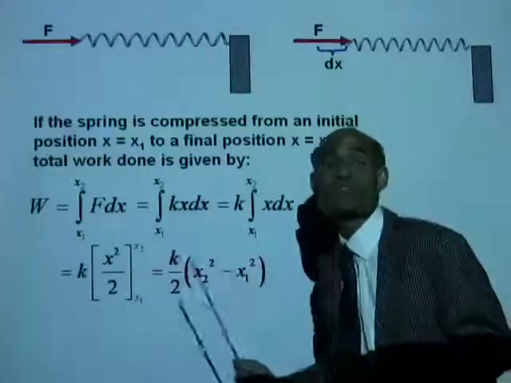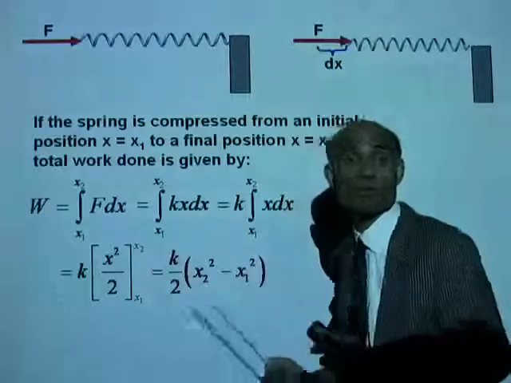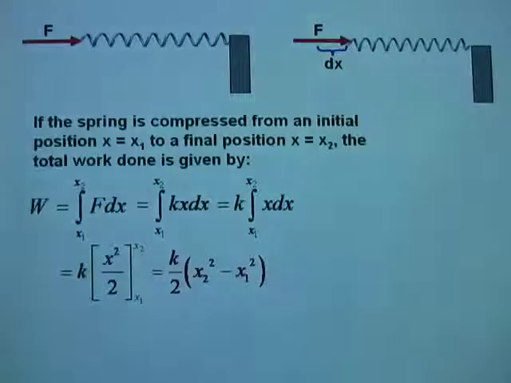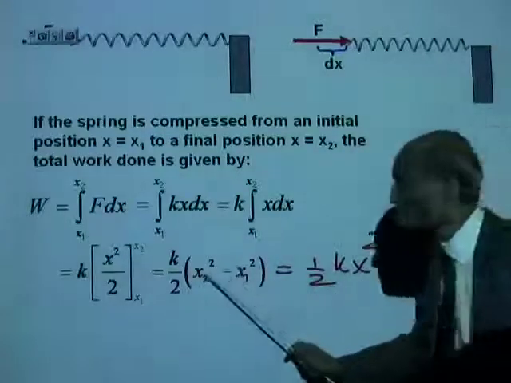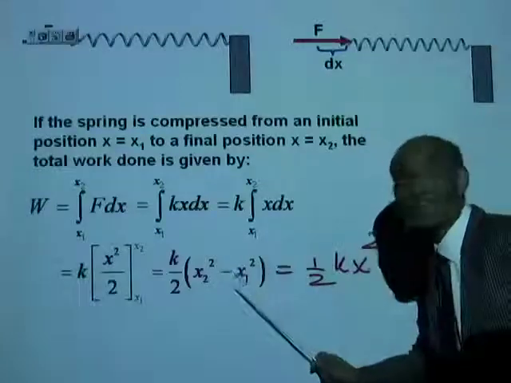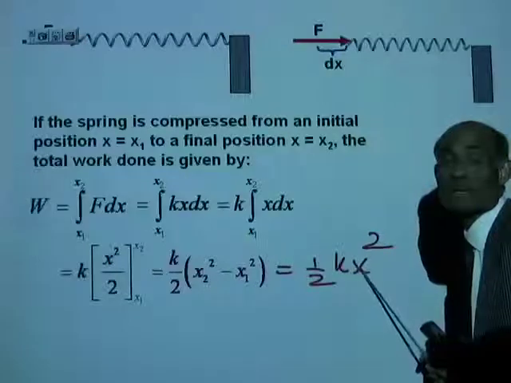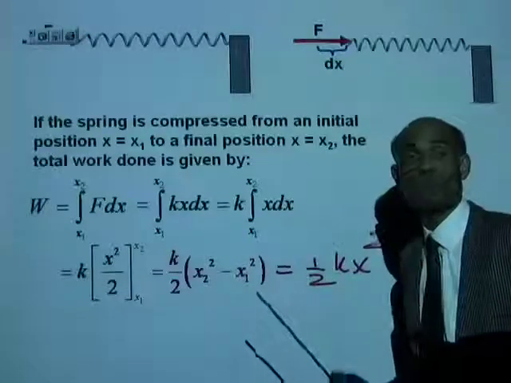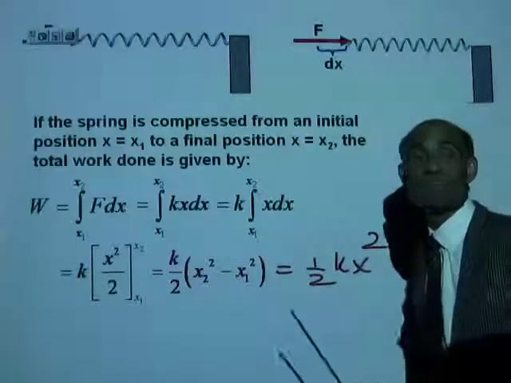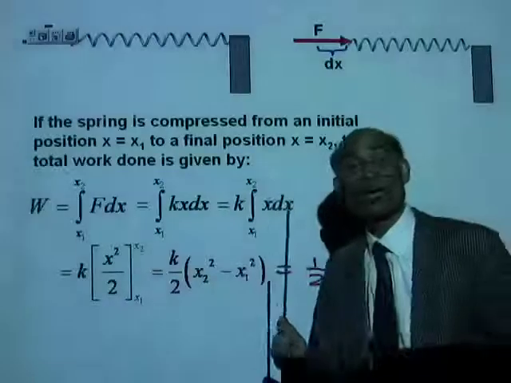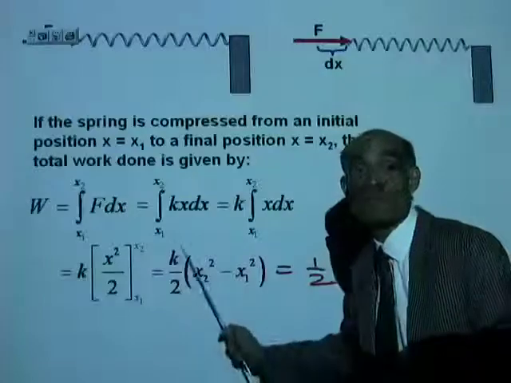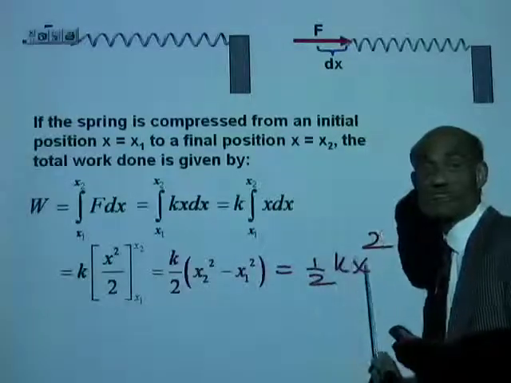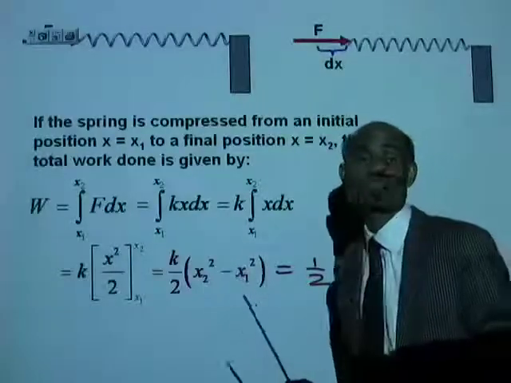Now, if x1 is 0, that means we started with initial displacement 0, and x2 is called x, then the work done to stretch a spring by an amount x can be written as 1/2 kx squared. So this expression reduces to this when x1 equals 0 and x2 equals x. The amount of work done to stretch or compress a spring by a distance x is 1/2 kx squared. On the other hand, if you want to stretch it from an initial value x1 to a final value x2, the work done will be 1/2 k, instead of x squared, you have x2 squared minus x1 squared.